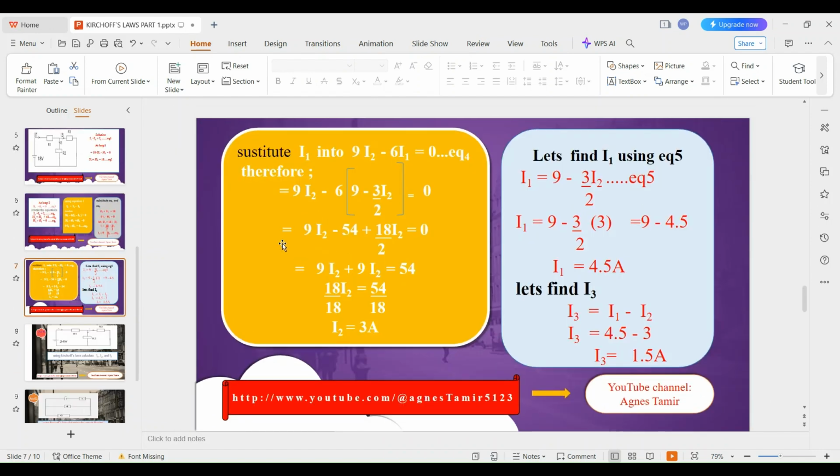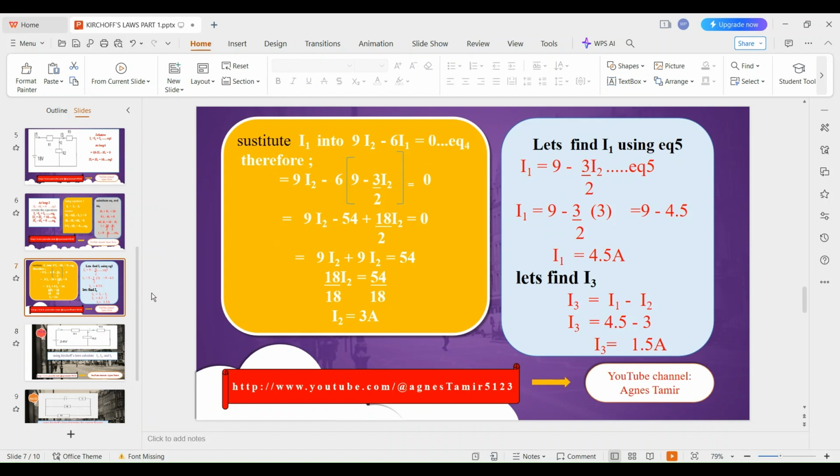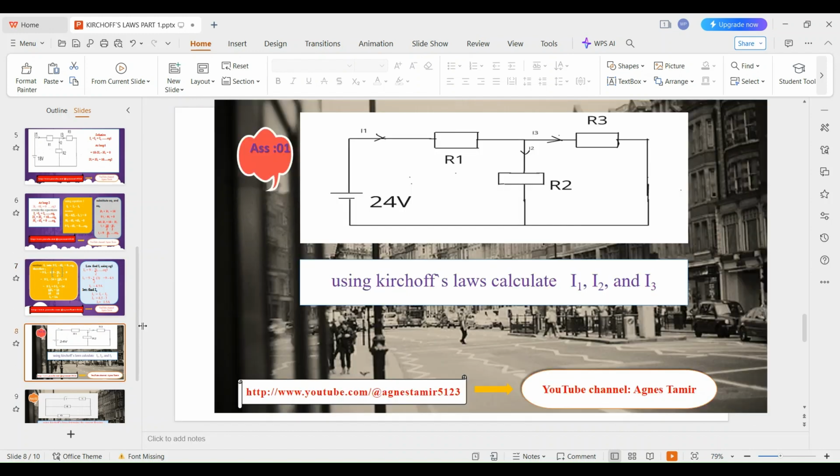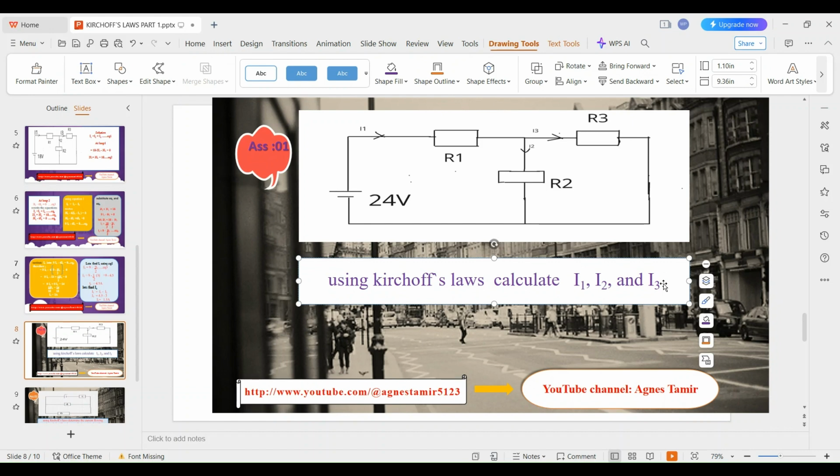And my class cannot end without an assignment. Here goes your assignment number 1, and it should be submitted in the next class. Assignment number 1 says that using Kirchhoff's laws, calculate I1, I2, and I3. This is your I1, I2, and I3. I never gave you the values, so let me write the values.